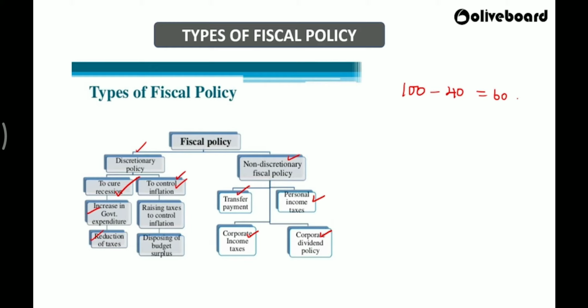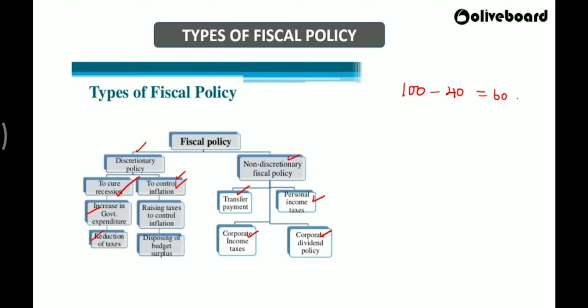All right. So these are the different types of fiscal policies. So I repeat, discretionary policy means with the aim to what? With the aim to either improve or reduce. All right. With the aim to improve the economic growth, or with the aim to control the inflation. Then in that case, it is called discretionary policy.